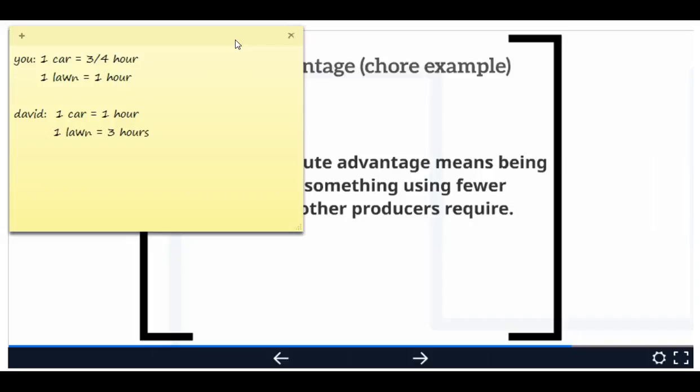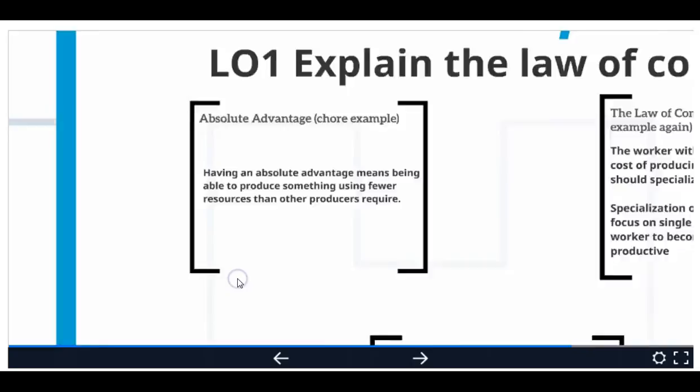So if you look at you, you're looking at 2 cars and a lawn, that's 1.5 hours plus an hour, 2.5 hours total. David is looking at 1, 2, 3, 4, 5 hours total. Altogether, David spends 5 hours, you spend 2.5. Okay, so I'm going to put that aside for now and look at absolute advantage.